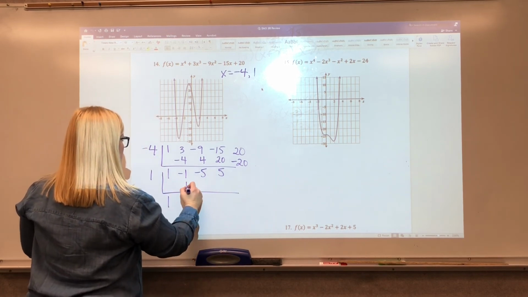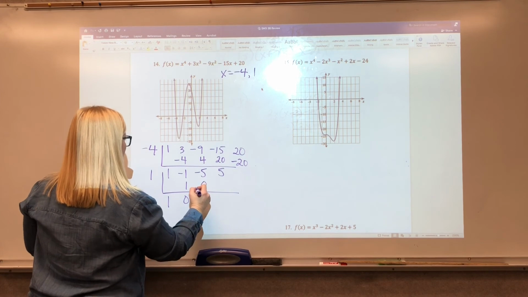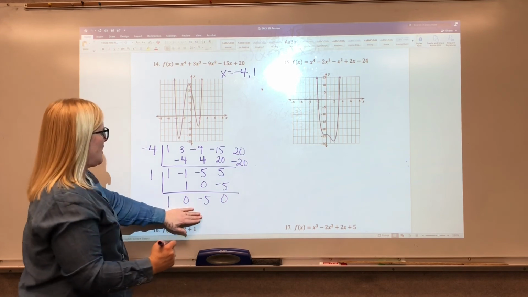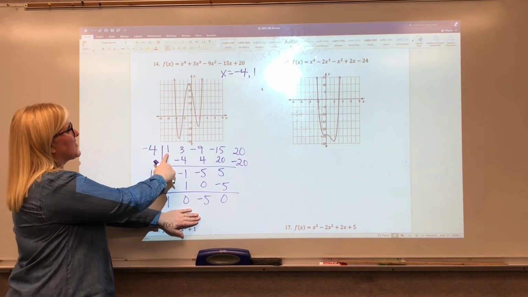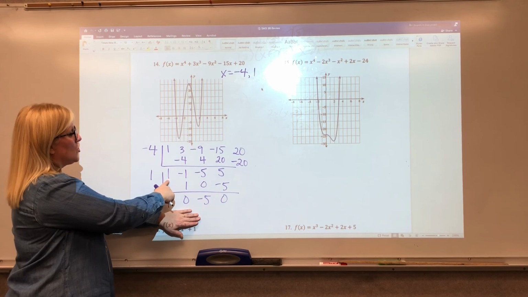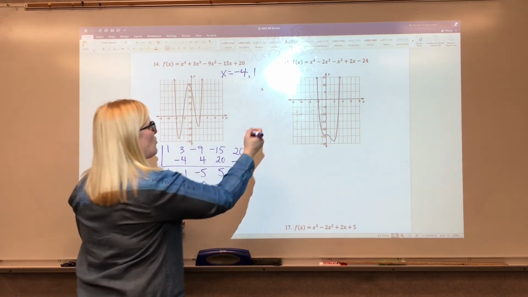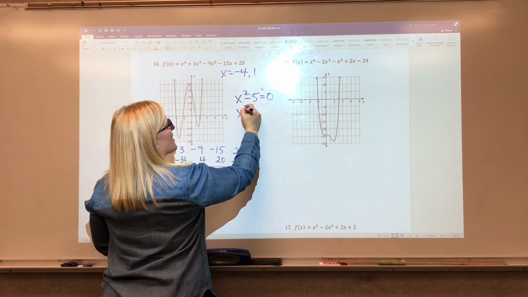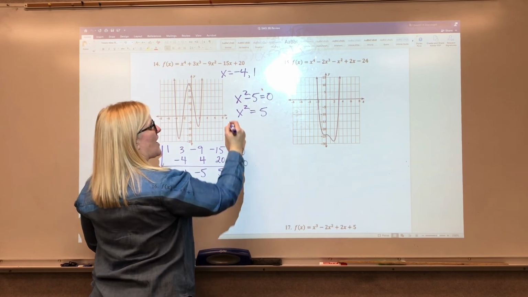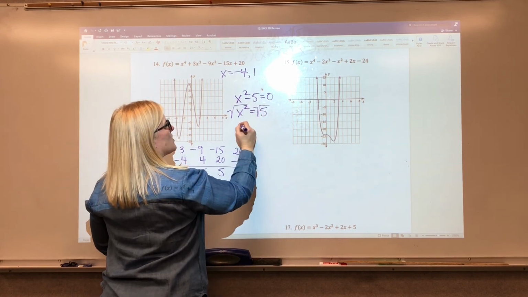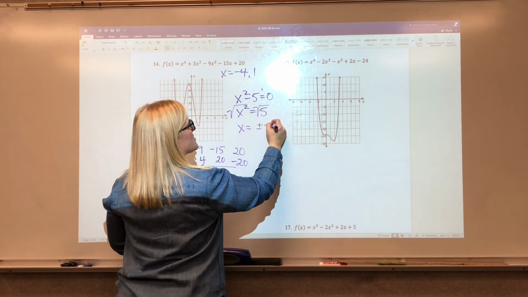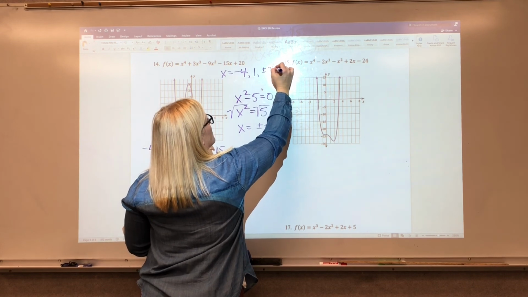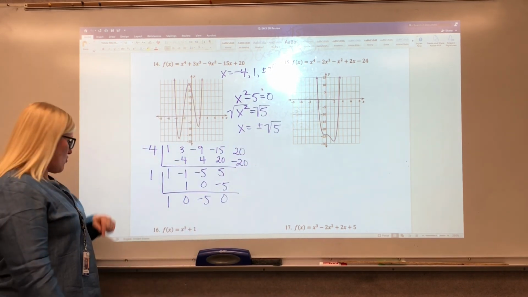So I've got 1. This is 1. 0, 0. -5, -5, 0. So down here I'm left with, remember this was x to the 4th, this is x cubed, so this is x squared. So what I have here is x squared minus 5 equals 0. Well, that means that x squared equals 5 if I add 5 to both sides. And then I take the square root, so x equals plus or minus the square root of 5. So there's the other 2. Plus or minus the square root of 5. So there are my four roots.